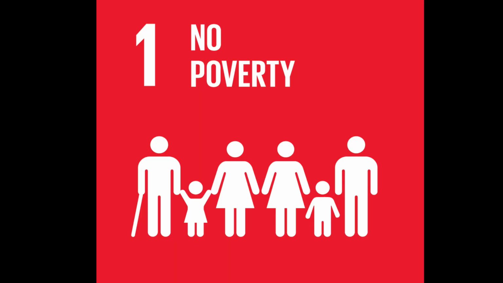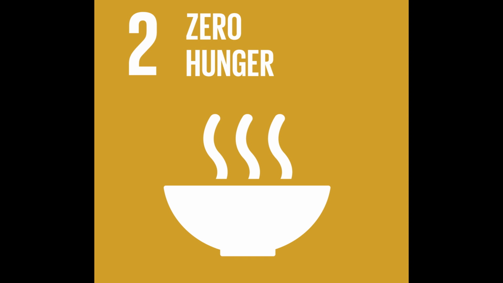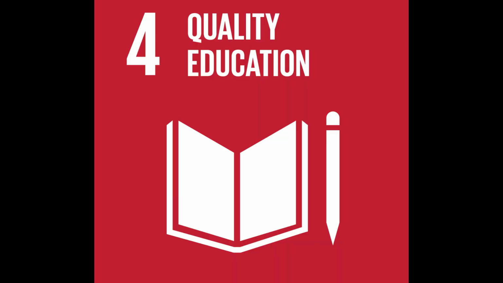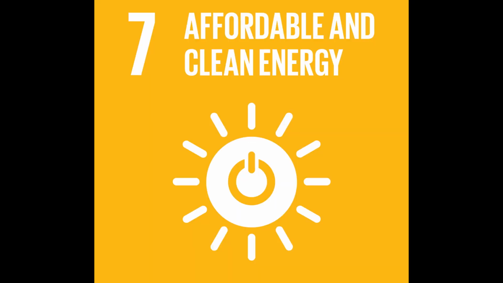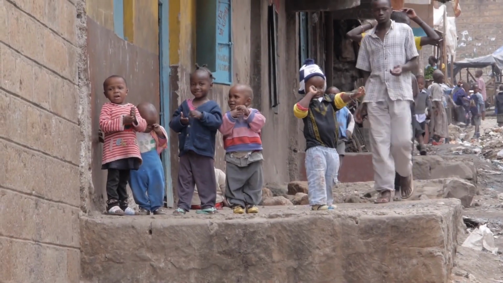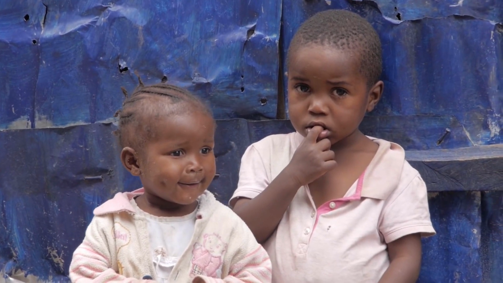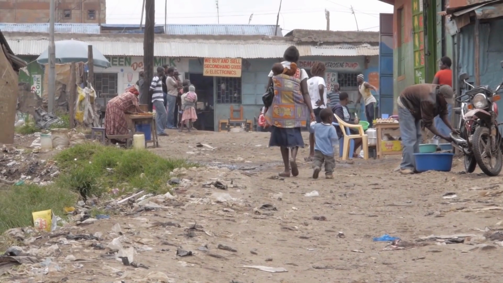To begin with, goals 1, 2, 3, 4, 6 and 7 are all related to explaining the essential needs that all people must have in order to live a healthy and good life. These include education, clean water, energy, and many more.